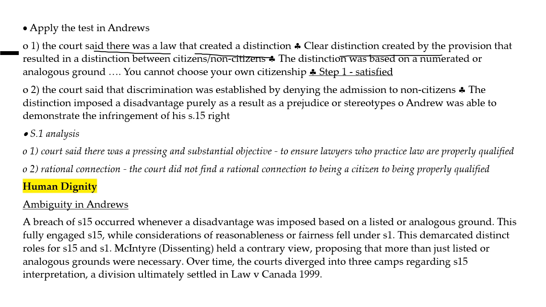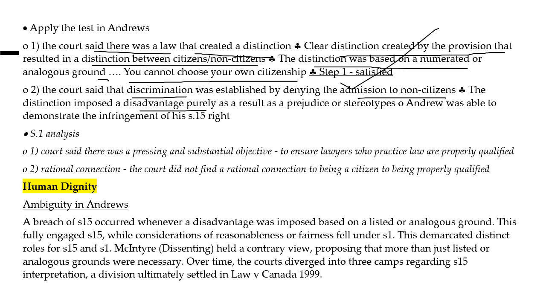So applying the test in Andrews, the court said there was a law that created a clear distinction, created by a provision that resulted in a distinction between citizen and non-citizen. The distinction was based on an enumerated analogous ground. You cannot choose your own citizenship. Step 1 satisfied here. The court said discrimination was based on denying admission to non-citizens. You are discriminating against someone, so you are taking away some kind of public right. The distinction imposed a disadvantage purely as a result of a prejudice. So Andrews was able to demonstrate the infringement.